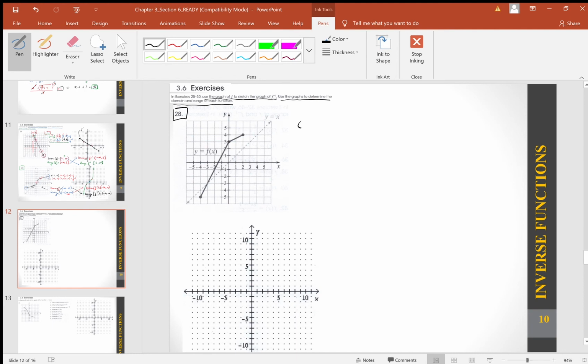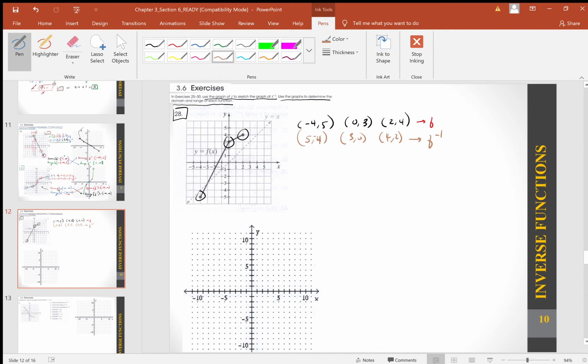Again, my points here, start from here. Okay, that's negative 4, comma 5, right? This point right here is what? 0, comma 3. And this point right here is going to be 2, comma 4. Again, this is your f function, right? Now, I want to swap them. So now I'm going to get 5, negative 4. Okay, this is 3, 0, 4, 2. And this is going to be an inverse function.